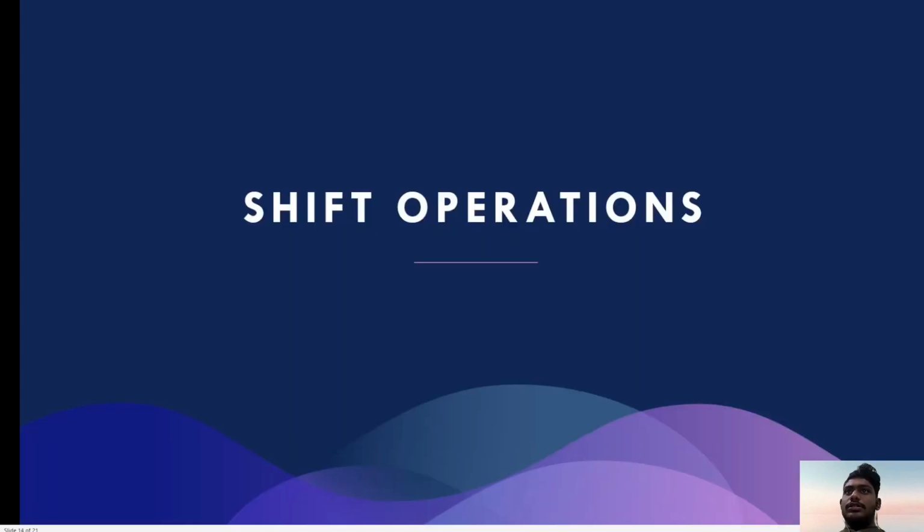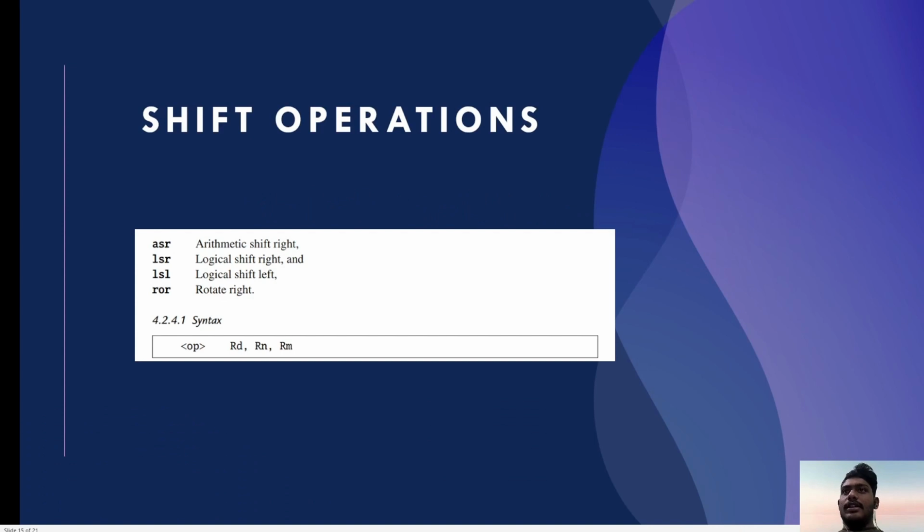Shift operations. The shift operations allow the programmer to shift or rotate the contents of Rn by the number of bits given by the contents of Rm. There are four operations in this group: ASR, arithmetic shift right, LSR, logical shift right, LSL, logical shift left, and ROR, rotate right. Some of the syntax is given on the screen.